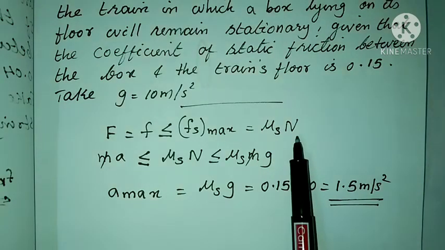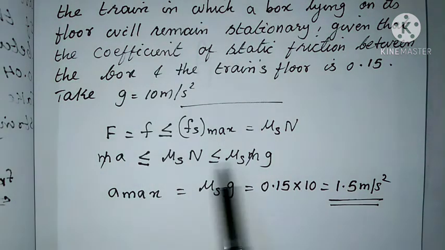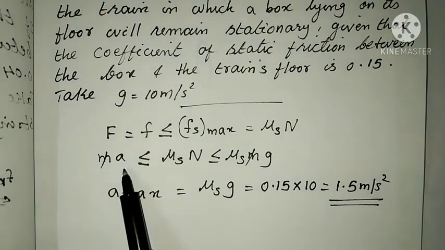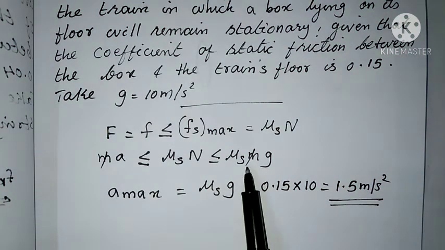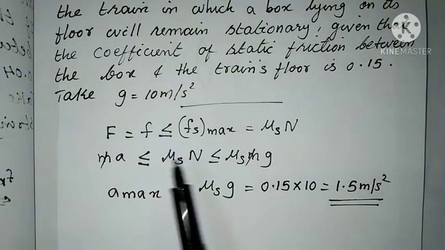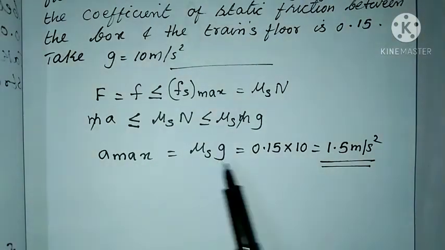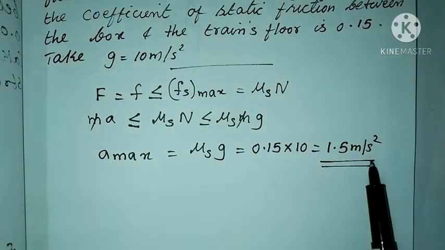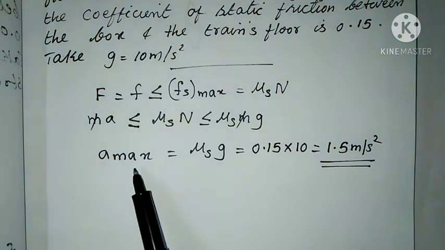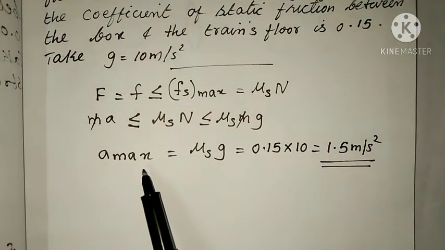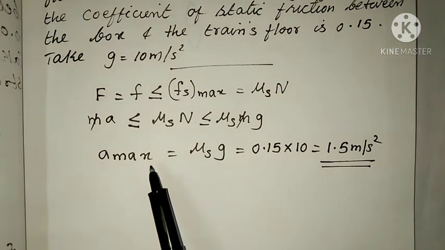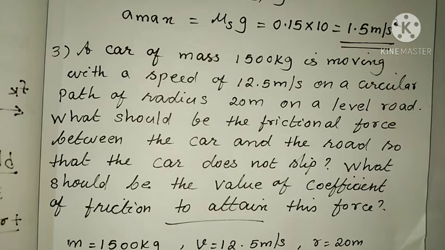So F is less than or equal to F s maximum, equal to mu s N. So what is N there? That is equal to mg. So we can write the external force ma less than or equal to mu s mg. So m and m we can cancel. Then we substitute: a equals mu s g, that is equal to 1.5 meter per second square. So this is the acceleration of the box, which is equal to the acceleration of the train because the box remains stationary on the train's floor.